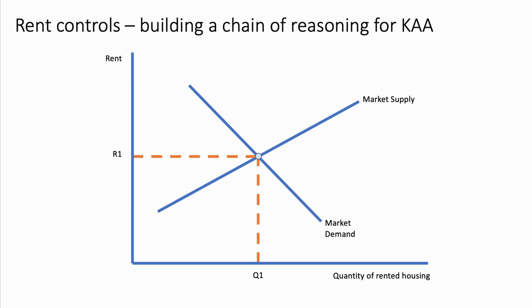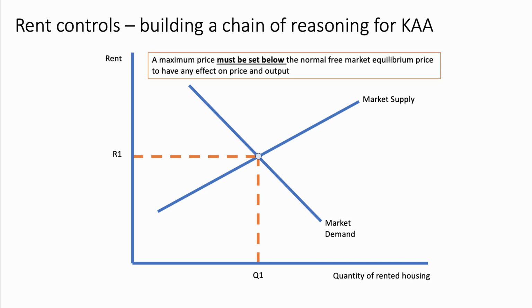So we've got rent on the y-axis, quantity of rented housing. The free market rent is R1. To have any effect on the market, the price must be set below R1. There's no point setting it above. So there's the free market equilibrium.